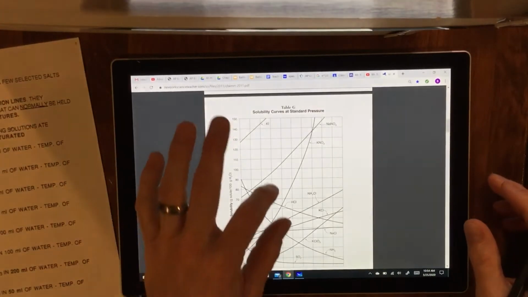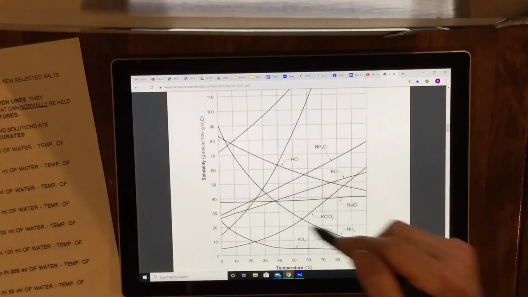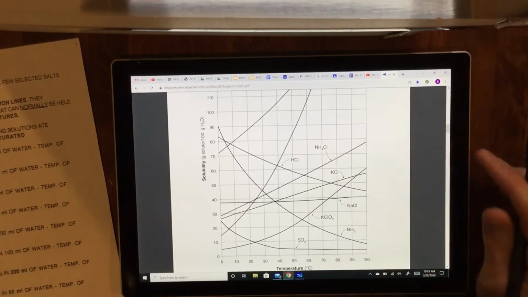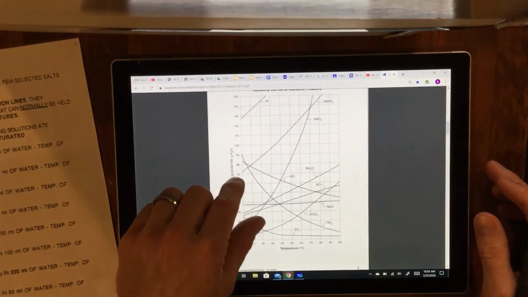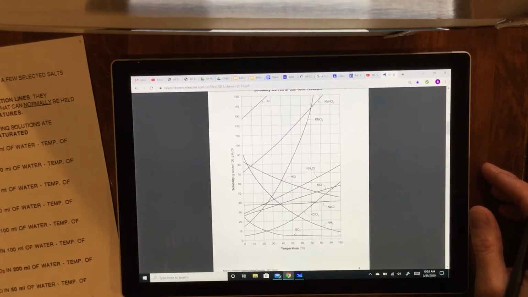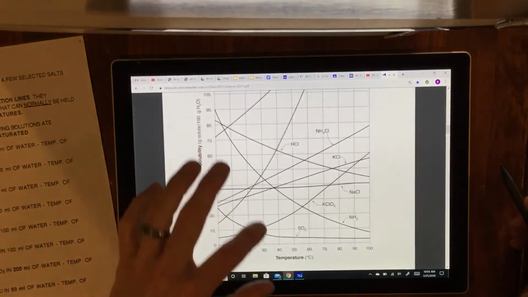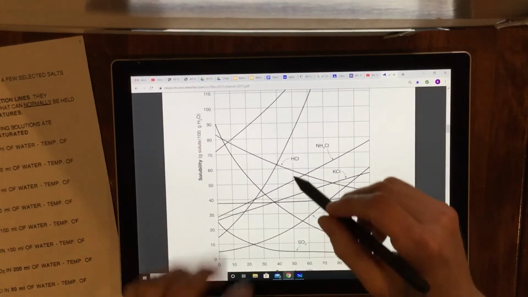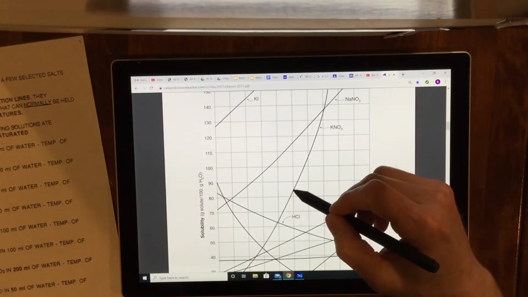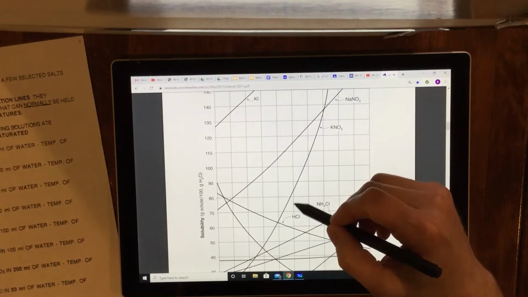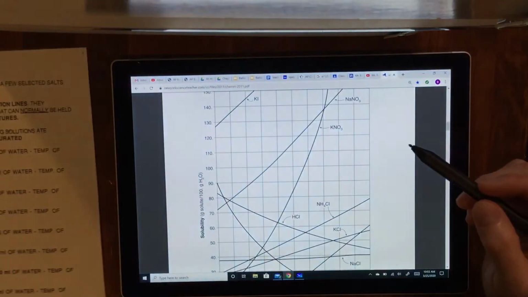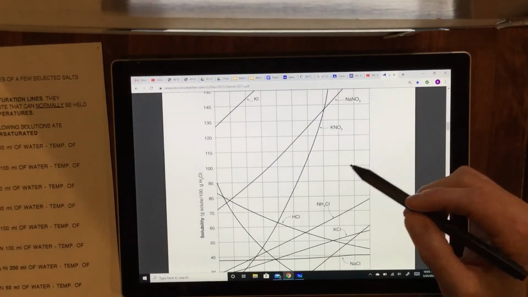So remember, at any point on these curves, any point, it's saturated, under the line, unsaturated, above the line, supersaturated. We talked about that yesterday. So here we go. 75 grams KNO3 in water, temp of 50 degrees. So we go to 50 degrees and we go up to this line, KNO3. Here we are, and 75 grams puts us here. We are under the line, so that first one is unsaturated.